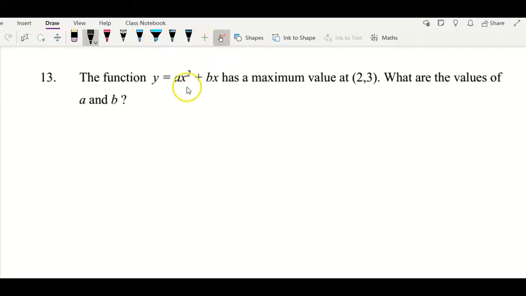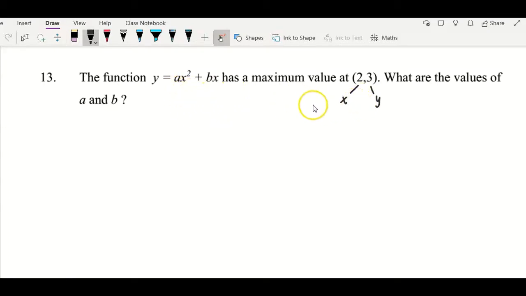Question 13, we have y equals ax squared plus bx, where we have two constants to find, which is the value of a and b. And the question told us that the function has the maximum value at the point x equals 2, y equals 3. This is the x coordinate, which is 2, and the y coordinate is 3. It gives us two pieces of information, so we need to form two equations in order to find the two unknowns.